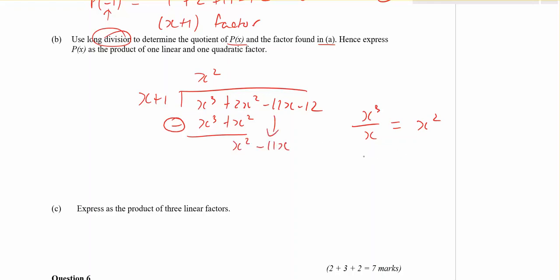Multiply that by the divisor again. X multiplied by the divisor. So x times x is x squared. 1 times x is x. Subtraction: negative 11x minus x is negative 12x. Negative 12. Okay, negative 12 here.